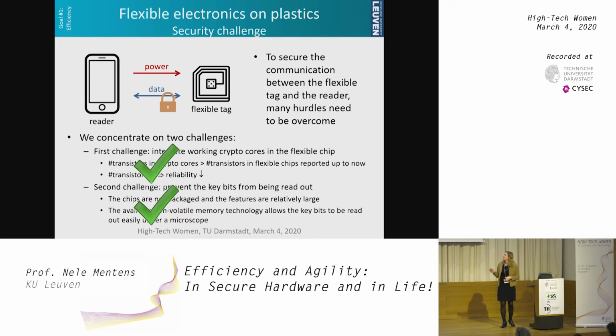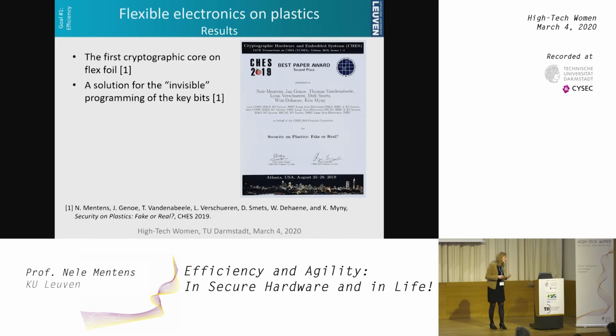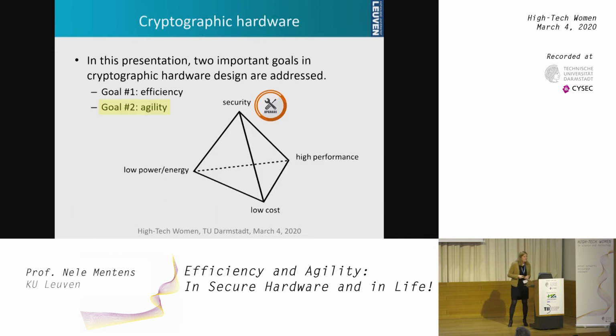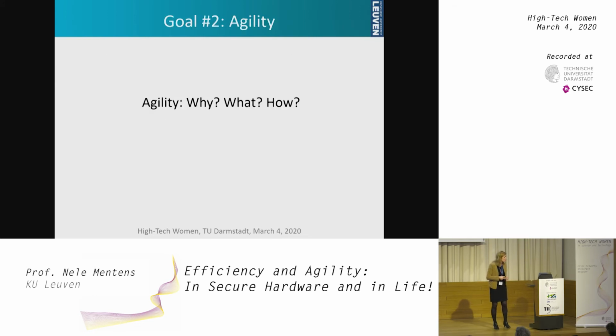So actually our security challenge that we tackled to begin with has been solved, let's say. So the results were that this was published, and we intend to go on with this. Then, second goal of our research is to have agile circuits. Like I said, if some vulnerability pops up, we want to be able to deal with it and change the circuits or the implementation. So why, what, how?